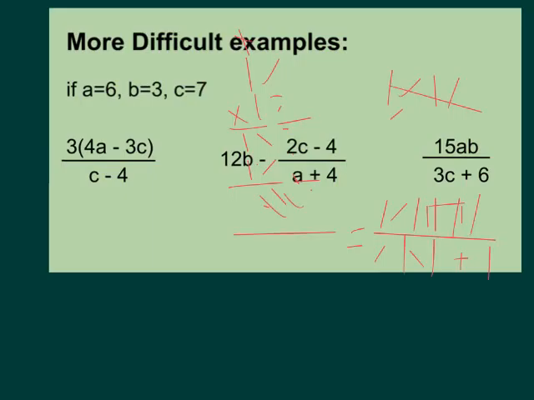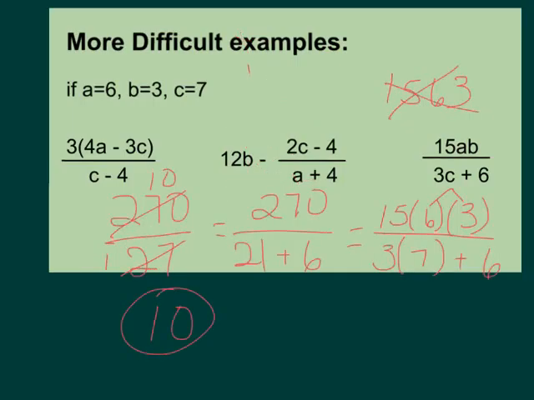And the value on the bottom is going to be 21 plus 6. So 270 over 27. A little division trick here. 270 is 27 times 10, right? So if we divide out the 27 out of top and bottom, what's left is a 10 on top and a 1 on the bottom. So the value here is just 10. That one was another good, tricky one. The value of this expression, when you plug in a 6 for A, a 3 for B, and a 7 for C, is 10.